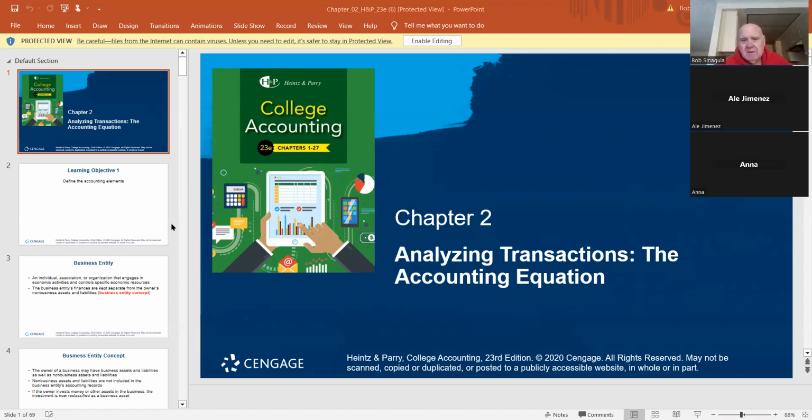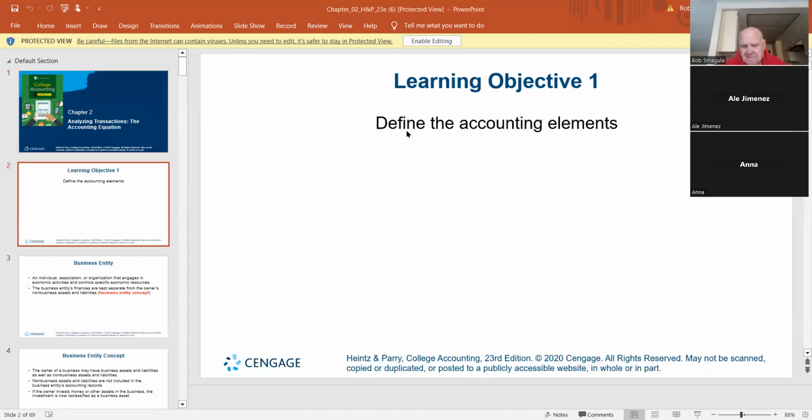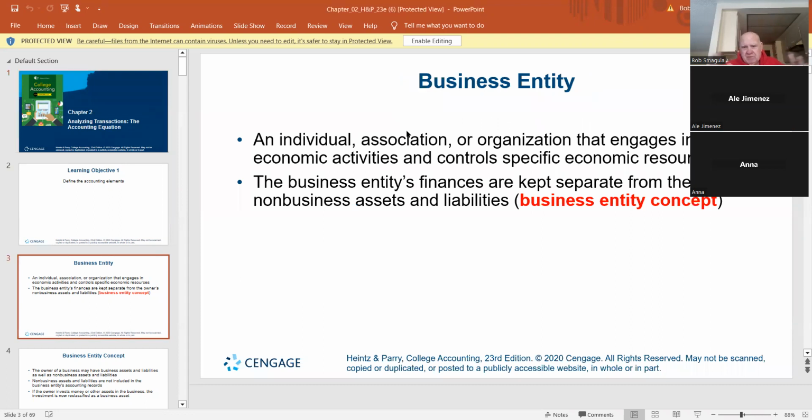Take two. Analyzing transactions, the accounting equation. Define the accounting elements. We're going to talk about a business entity. It basically means a company that's in business to make money for its shareholders, for its employees, for the ownership.